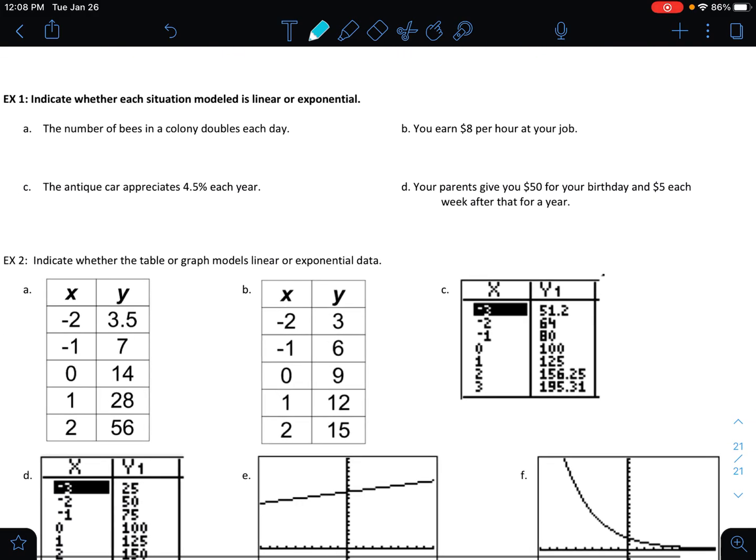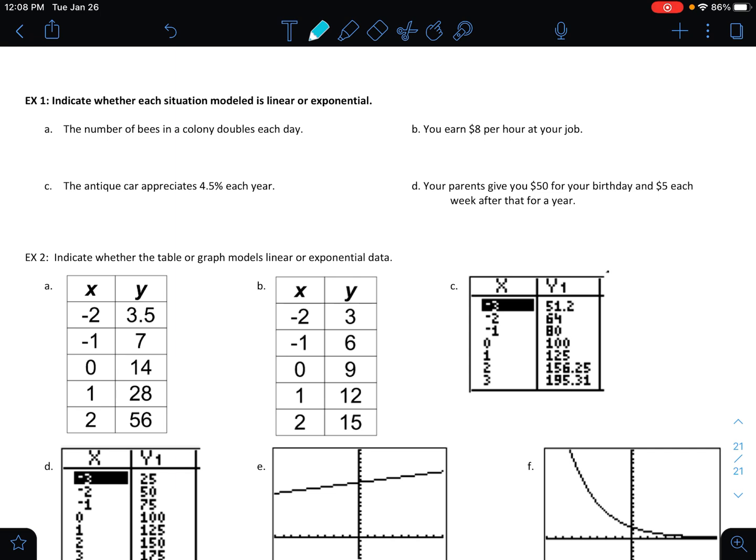Okay? All right, let's move on to if we have a little situation that is being described to us, is it linear or exponential? The number of bees in a colony doubles each day. Doubles. So that's kind of like the example we had on the very front. This is exponential. Doubling will get very large after that.